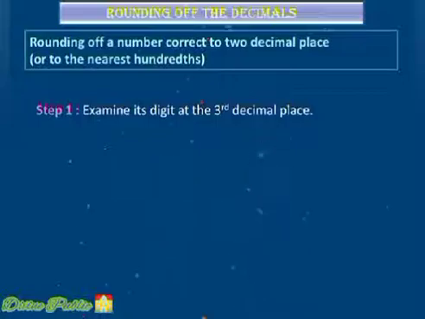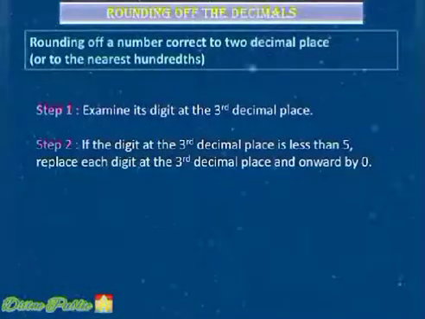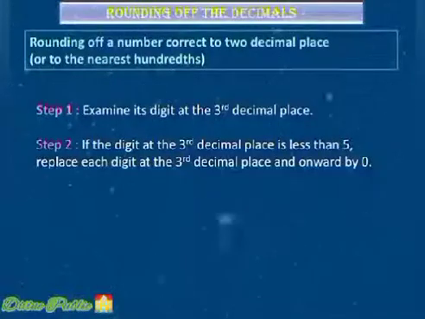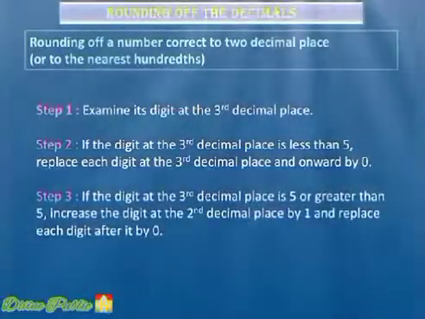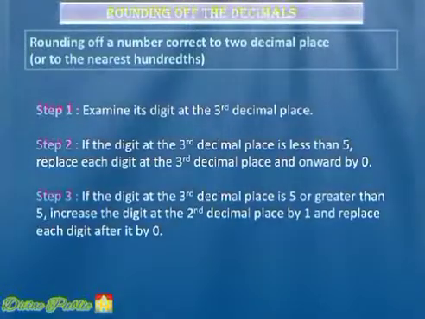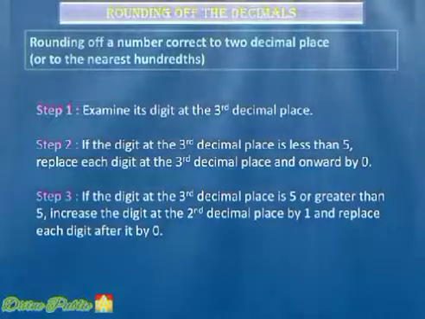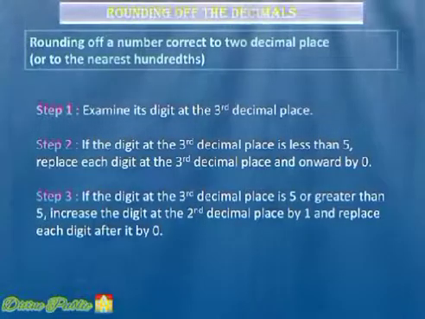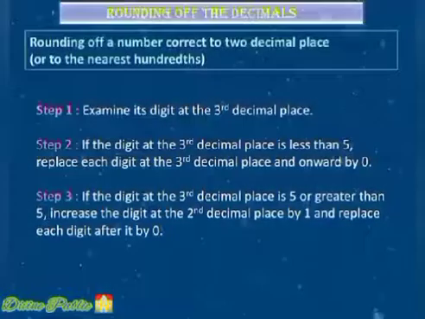Rounding of a number correct to two decimal places or to the nearest hundredths. Step 1. Examine its digit at the third decimal place. Step 2. If the digit at the third decimal place is less than 5, then replace each digit at the third decimal place and onwards by 0. Step 3. If the digit at the third decimal place is 5 or greater than 5, then increase the digit at the second decimal place by 1 and replace each digit after it by 0.